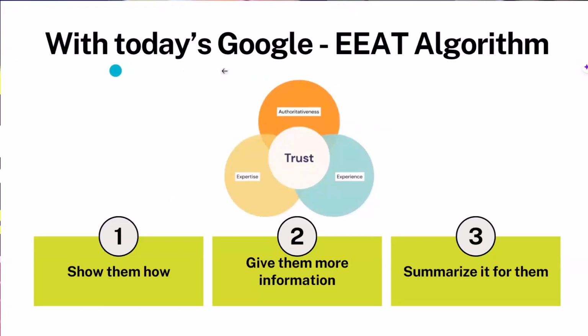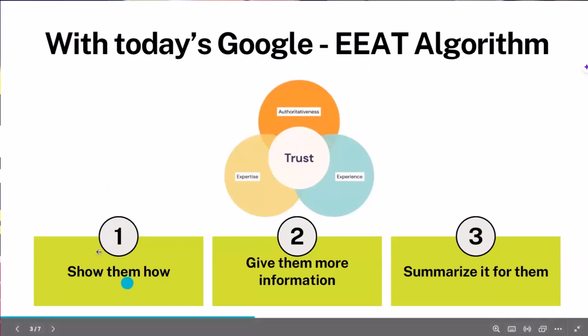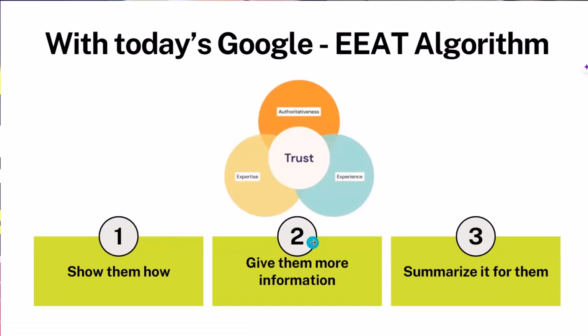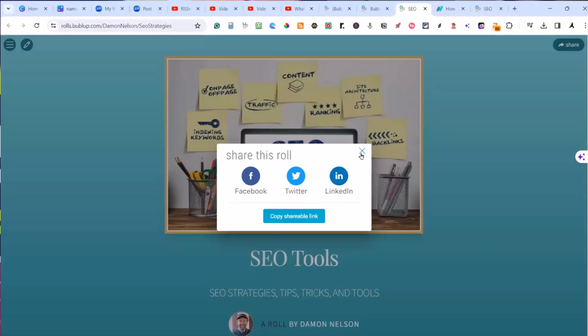So this is kind of with our EAT algorithm. We're going to show them how to do it. We're going to give them more information. This is the Macy's Santa Claus effect right here. You ask where to buy the toy, we're going to tell you the stores to go to buy the toy. And then we're going to summarize it for them. So those 3 tools will do all 3 of these for you. And at the same time, you're building up your EAT algorithm for page 1. Okay. And that's on my X now.